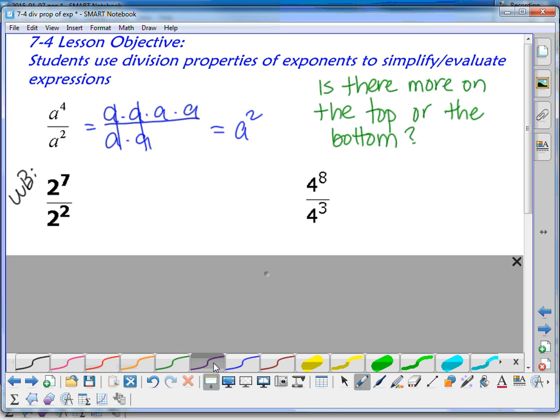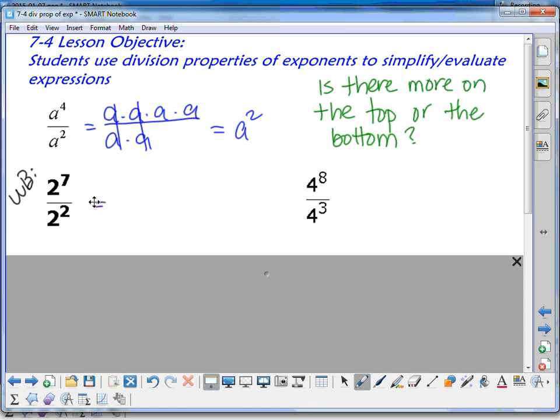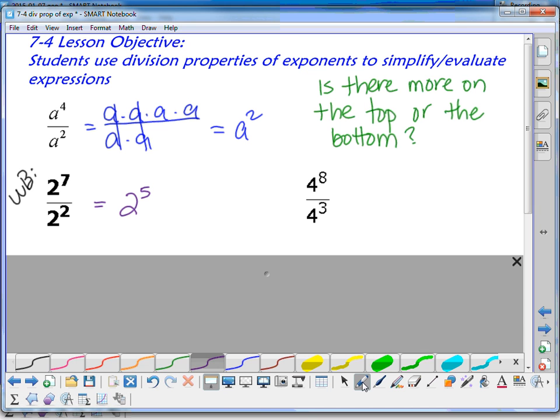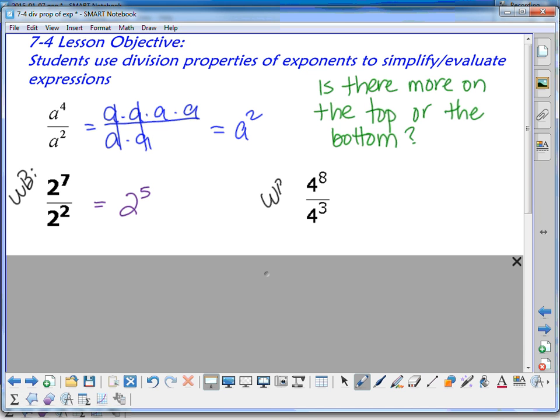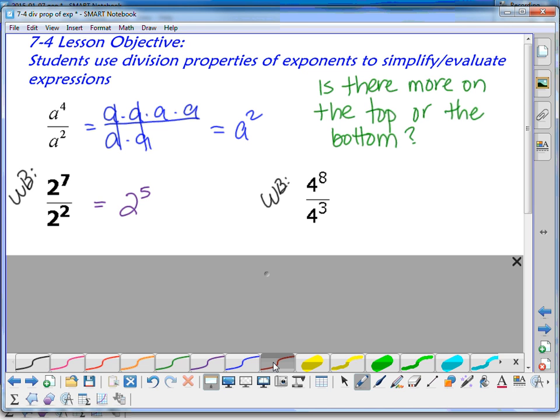Okay, it looks like most of you had it. I've got 7 twos on top and only 2 on the bottom, so it is 2 to the 5th. All right, go ahead and do this one also on your whiteboards, 4 to the 8th over 4 cubed. Yep, looks like you guys got that one too. It's 4 to the 5th.